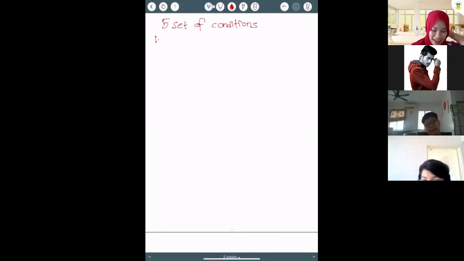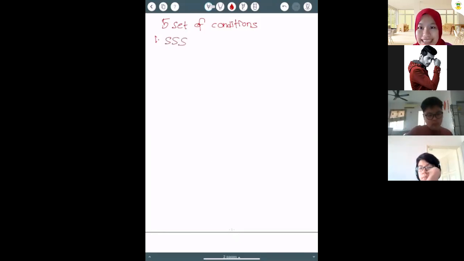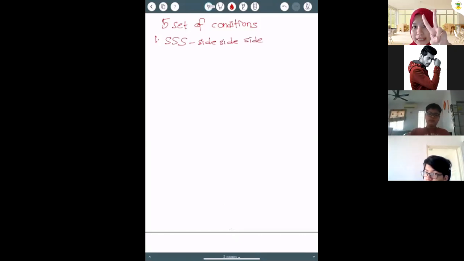Okay. The first set is SSS. What is SSS? SSS stands for side, side, side. So if you have two triangles, and all three side lengths are the same.